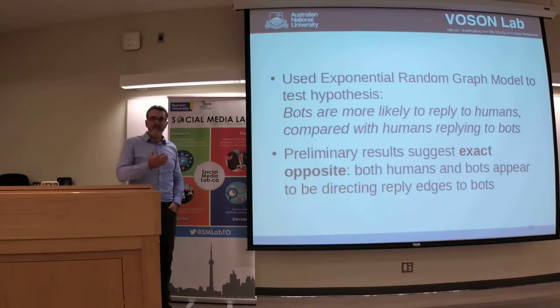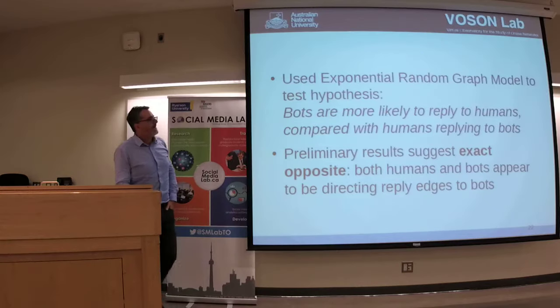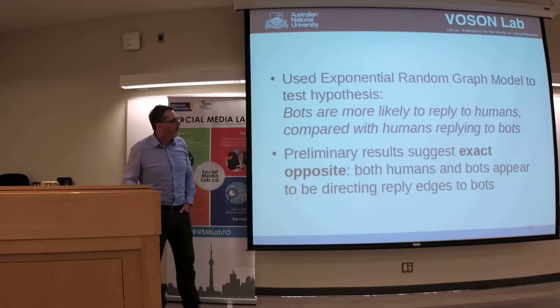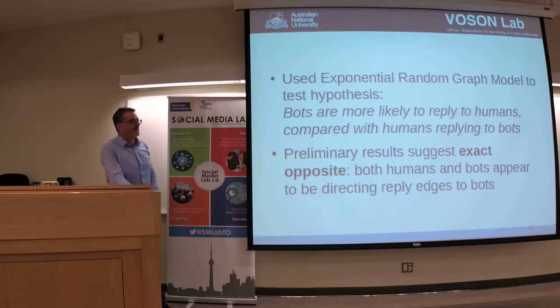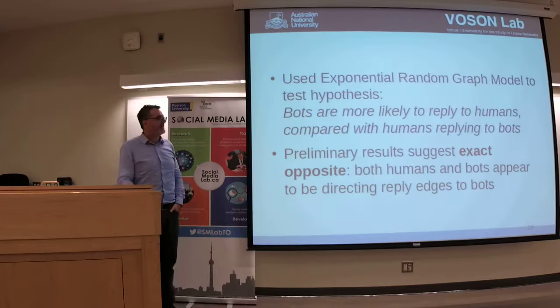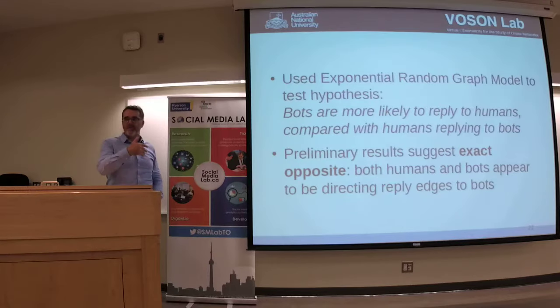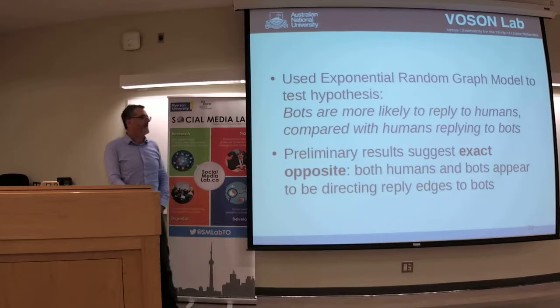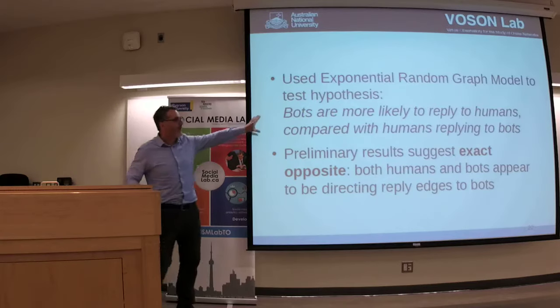Now we have a number of hypotheses, but I'll just focus on one of them. This is that bots are more likely to reply to humans compared with humans replying to bots. What underlies this hypothesis is our expectation that bots were trying to target humans, trying to get them involved in conversations, and that humans could tell that they were bots and would shy away from them. So that's essentially what we're trying to test here.